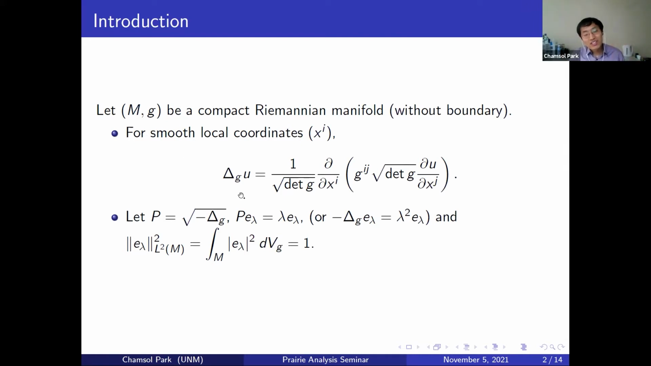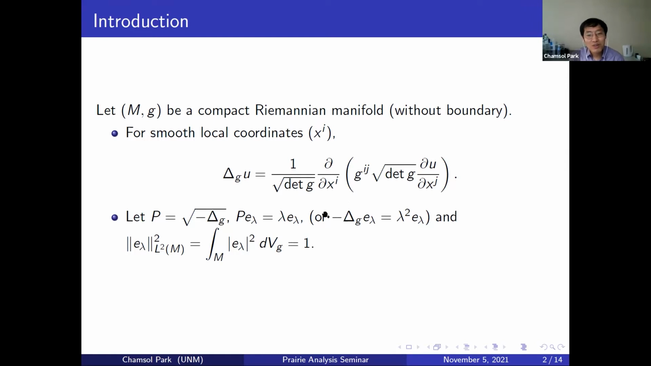Here, I'm really interested in the Laplace-Beltrami operator on a compact Riemannian manifold, and in local coordinates, the Laplace-Beltrami operator, or Laplacian for short, acting on some smooth function u is something like this. The reason why we have this kind of messy expression is that g is not the Euclidean metric, but a general Riemannian metric. If g is the Euclidean metric, then this expression is the same as the expression we saw in the previous talk.